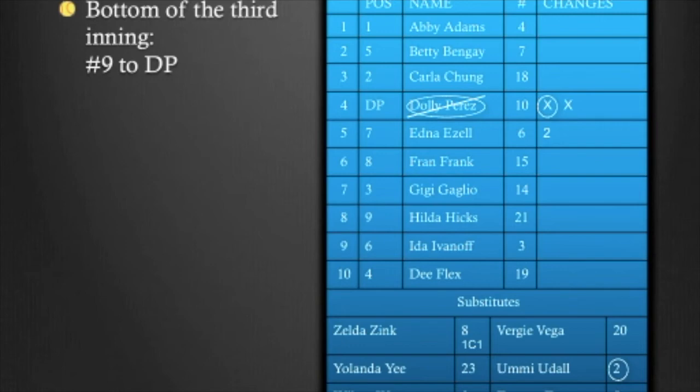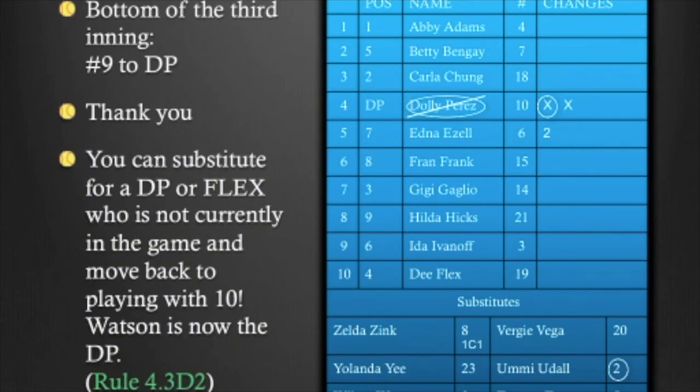Talk amongst yourselves. I need to know if I can do this. Okay, I started the game with the DP, didn't I? I can't bring number 10 back in because she's burnt, but I can certainly substitute someone into her spot. So this is legal. Thank you. I can substitute for the DP or the flex, who's not currently in the game, and we move back to playing with 10. So this is perfectly legal.